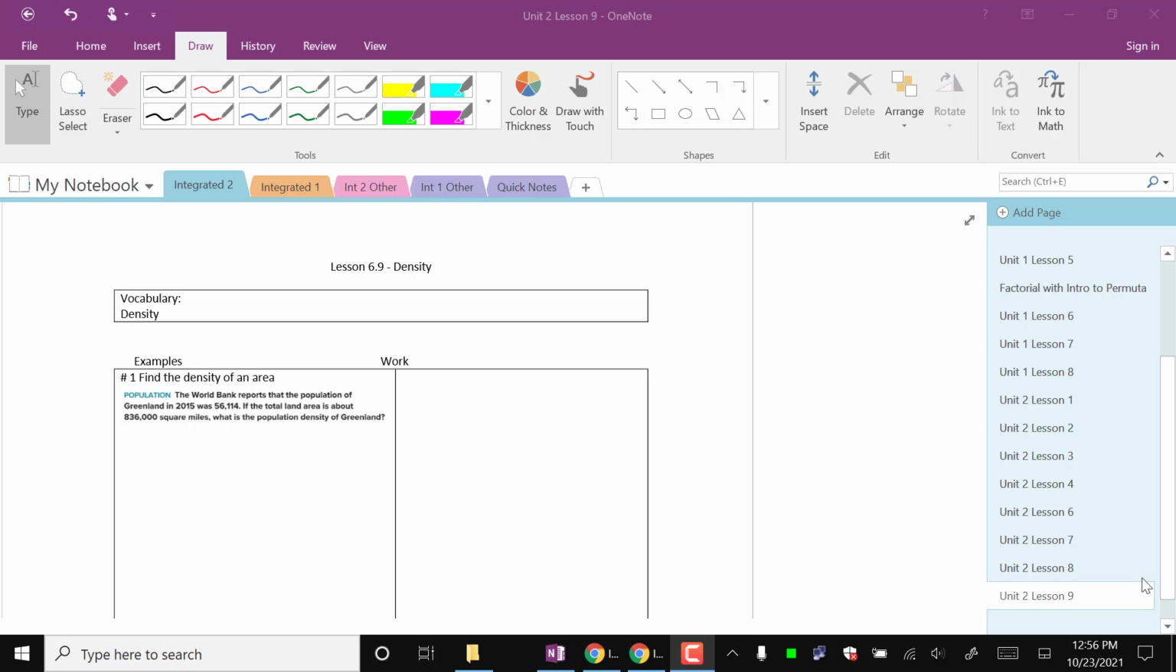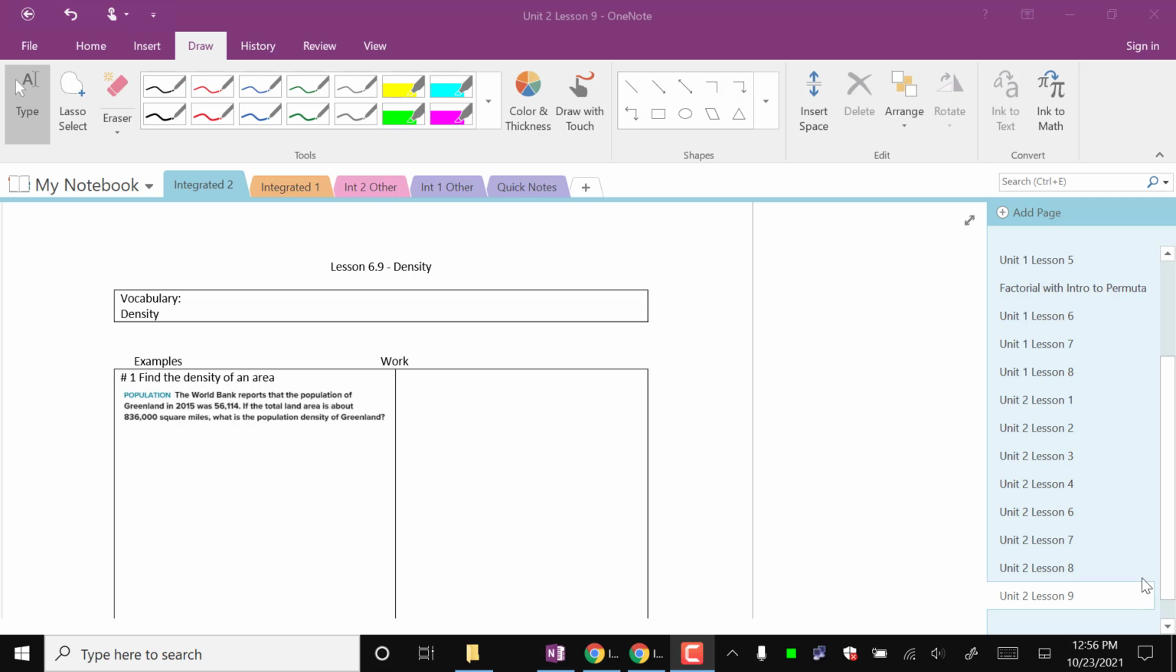The World Bank reports that the population of Greenland in 2015 was 56,114. Yet the total land area is about 836,000 square miles. What is the population density of Greenland?